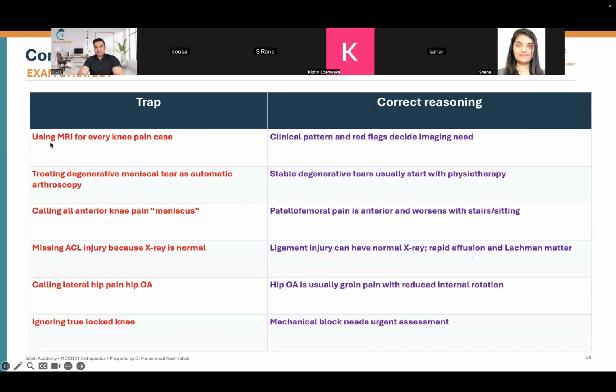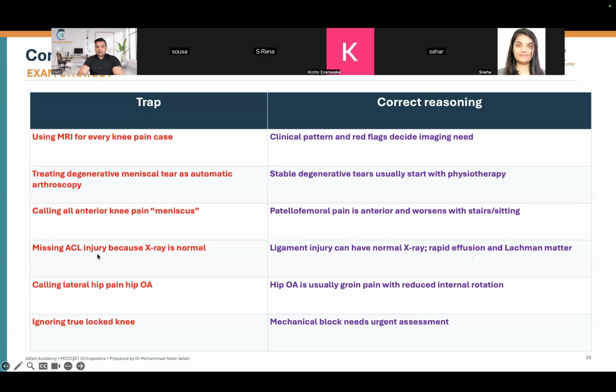Now, the traps. Using MRI for every knee pain. This is a trap. Don't do it. Treating a degenerative meniscal tear as an automatic arthroscopy. Wrong. Calling all anterior knee pain meniscus. No. Meniscus has a characteristic specific location, the joint line, and the patient has pain, no instability, no effusion. And it usually happens in a young athlete or an elderly patient with osteoarthritis.